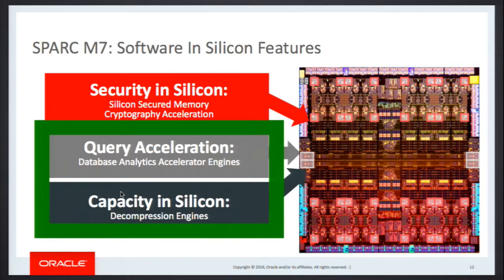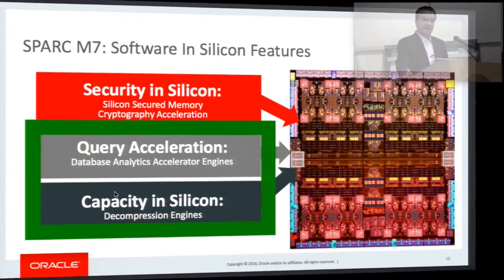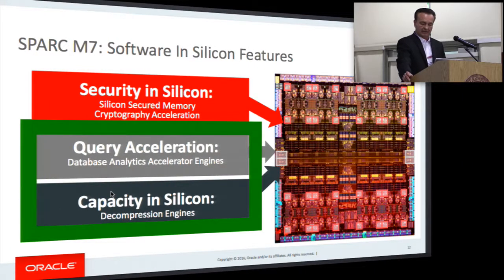Another thing I'll talk about is query acceleration and capacity in silicon, which is some of our decompression capability. In the middle of the die, on the ends, we have 4 blocks of hardware accelerators. And you can see, again, not a very large investment in die area, not a large investment in power. But by developing domain-specific hardware, we can optimize the hardware for the operations and the functions we're trying to perform.